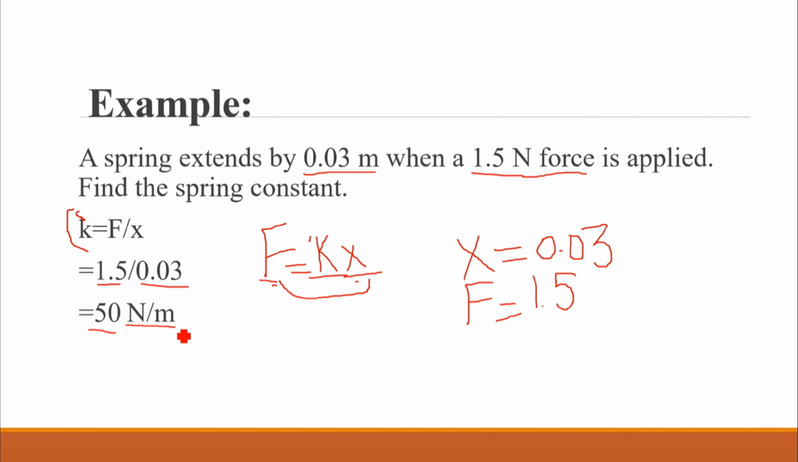Why is the unit of spring constant Newton per meter? Because the unit of force is Newton and the unit of extension is meter. So it is Newton per meter. We shift meter into the denominator, its power will become -1. So it is 50 Newton per meter. Practice more questions like this at home, like these numericals. This was the whole concept of Hooke's law.